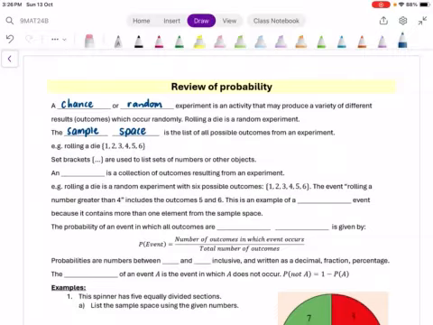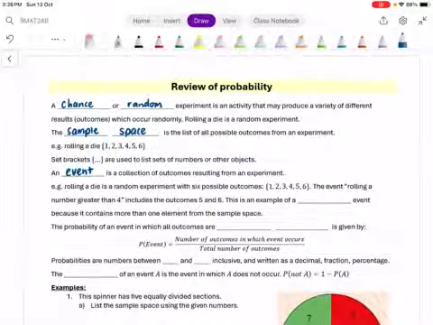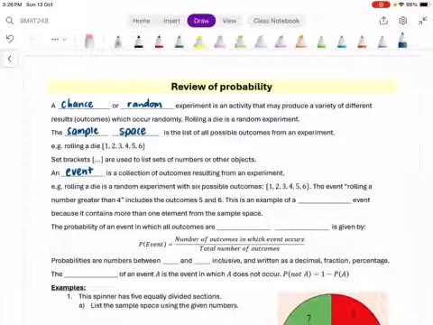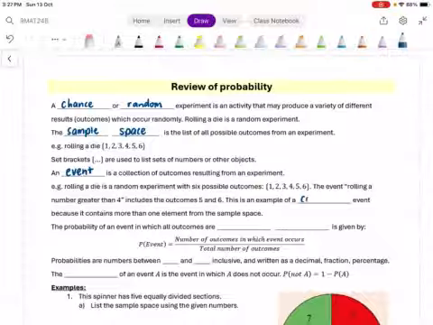We use set brackets, which are our curly brackets, to list the sets of numbers or other objects. An event is a collection of outcomes resulting from an experiment. So when we're rolling a die, it is a random experiment with six possible outcomes, 1, 2, 3, 4, 5, 6. The event rolling a number greater than 4 includes the outcomes 5 and 6. This is an example of a compound event because it contains more than one element from the sample space.